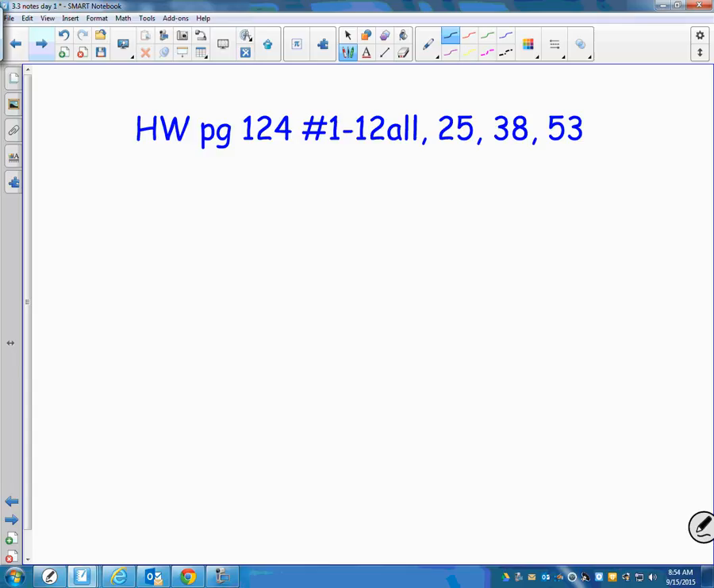About the quotient rule. So this is homework 3-3 day 1. 1 through 12, all 25, 38, and 53. Definitely check your odd answers. Make sure you're doing this right. And you actually have some time to work, so work on it, in case you get stuck, you can ask me for help.